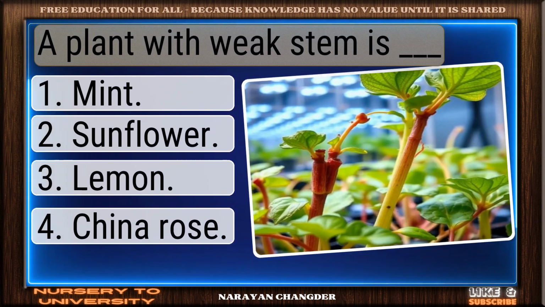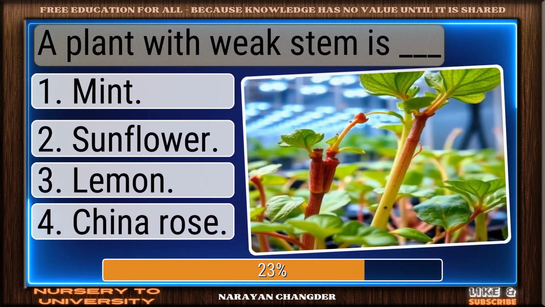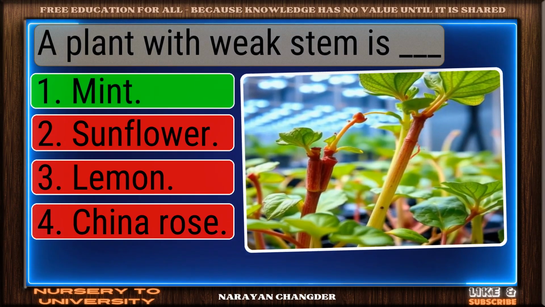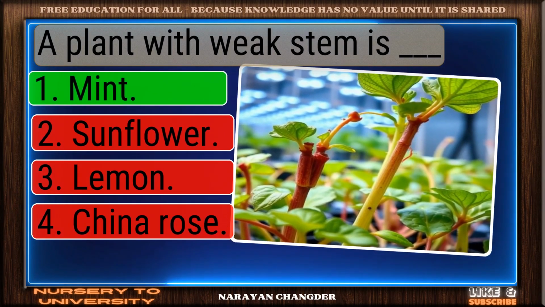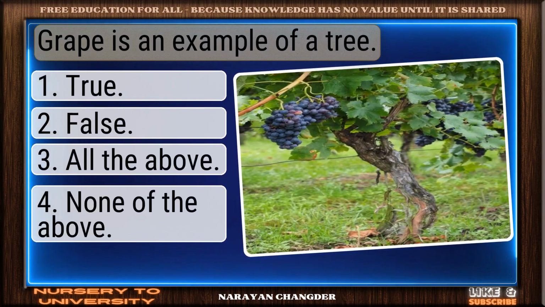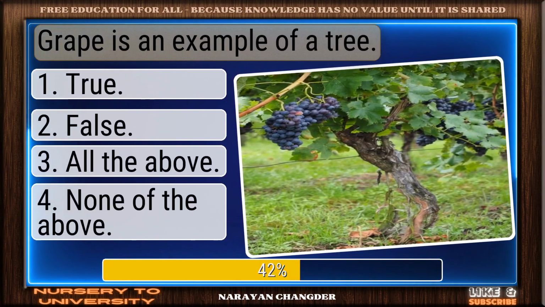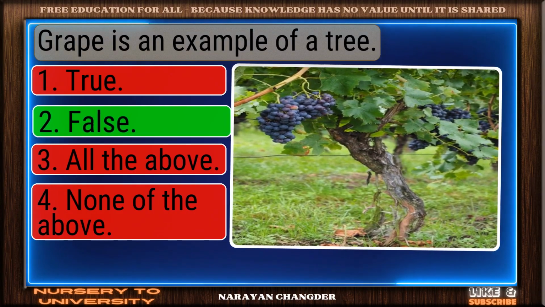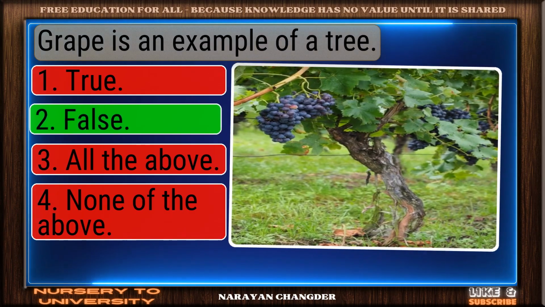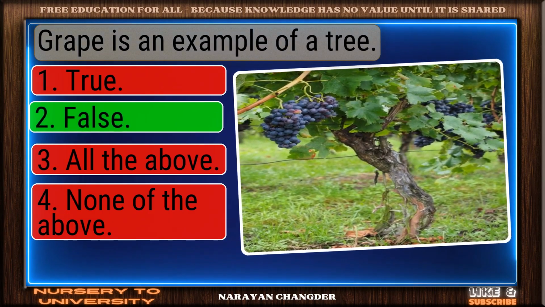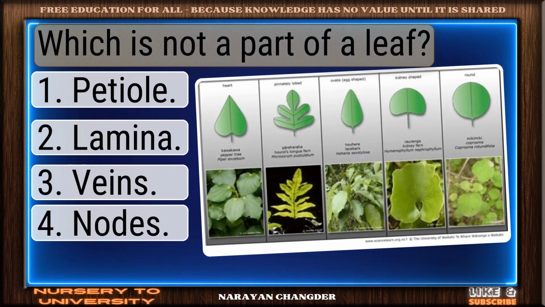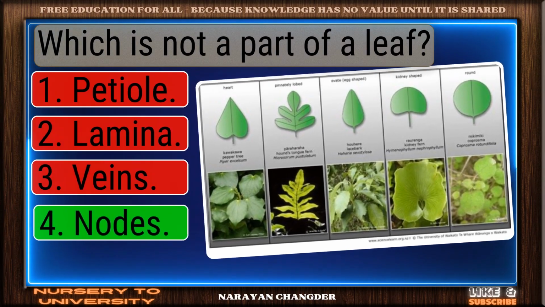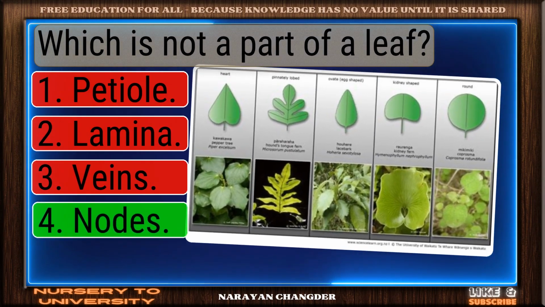A plant with a weak stem is dash. Nice work. You chose mint, and it is correct. Grape is an example of a tree. Clear logic. Your choice, false, is sound and 100% true. Which is not a part of a leaf? Solid response. Nodes is a valid choice.